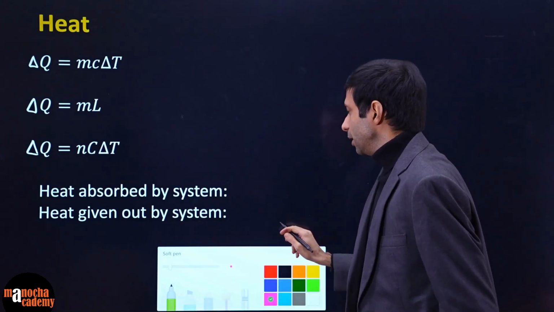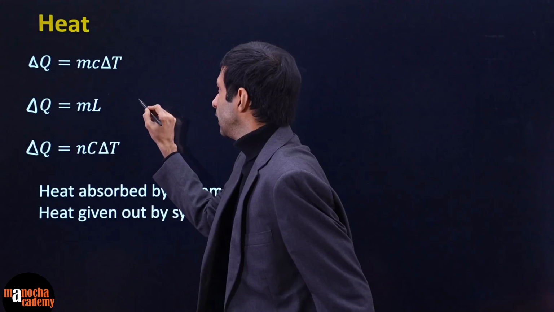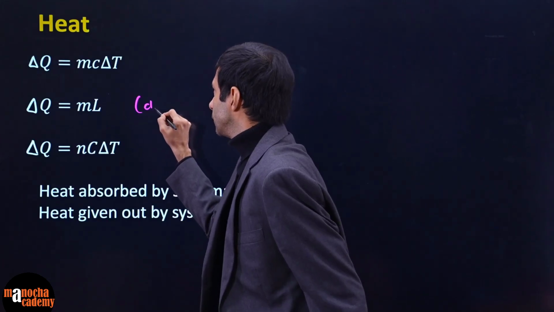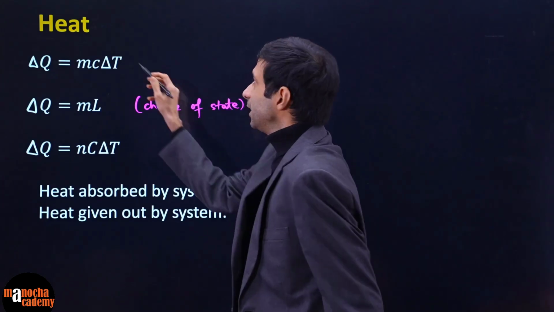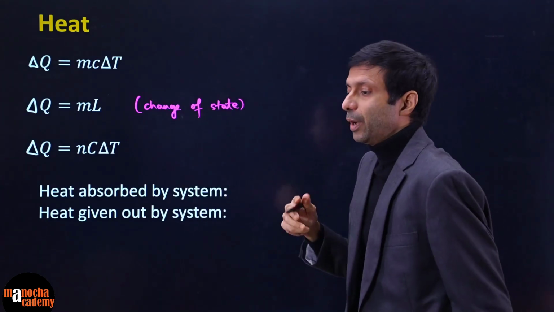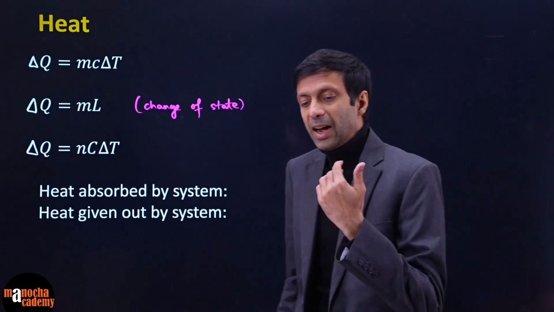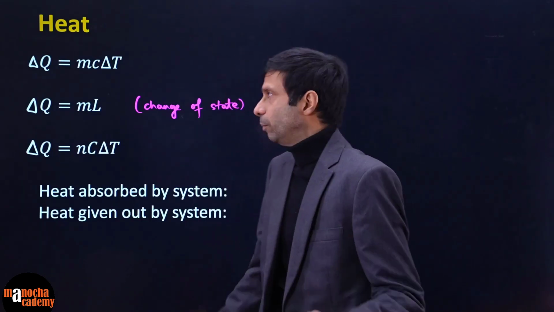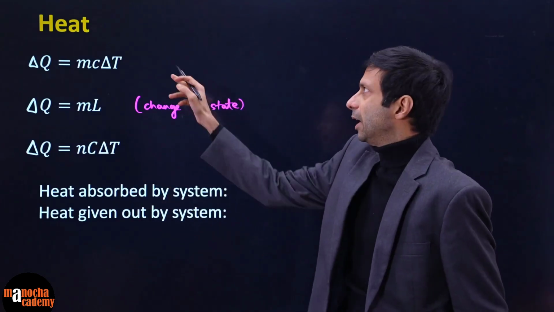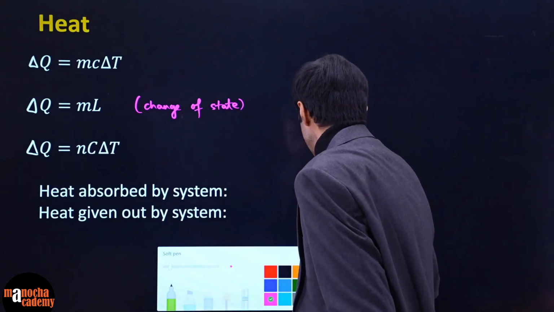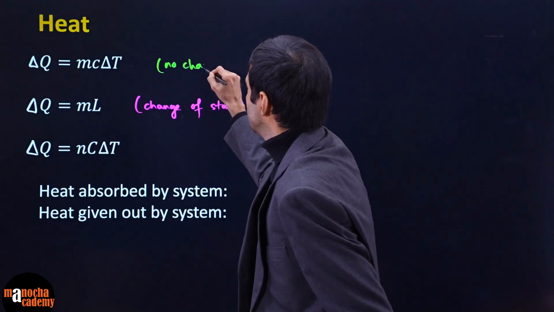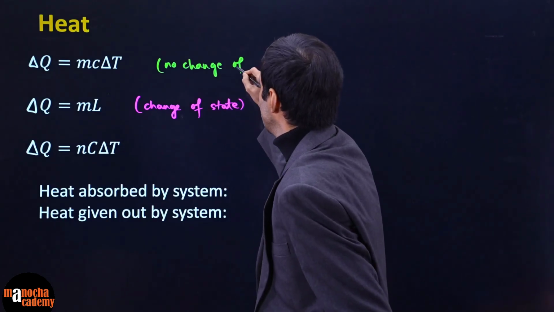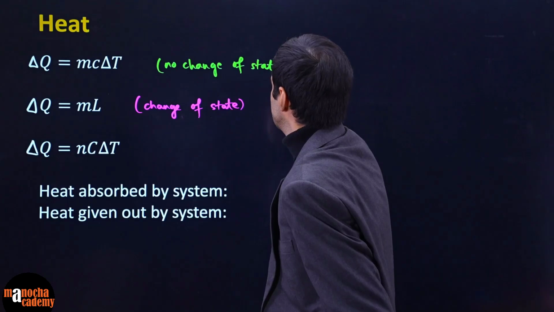The ML formula is used when there is a change of state. Because in change of state, we know there is no change of temperature. Delta T is zero. But heat is being absorbed, like when ice is melting or water is going into steam. Then we use the formula ML. And this is when there is no change of state. So this is the formula when no change of state, but there is a rise in temperature. So how much heat do I need?